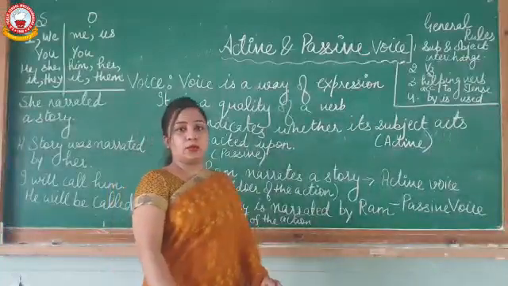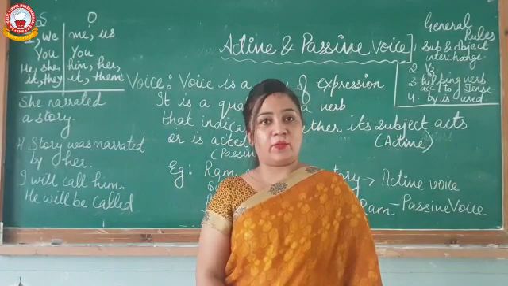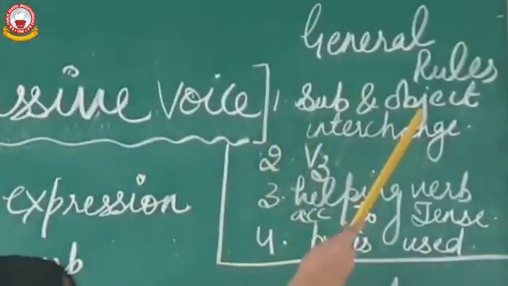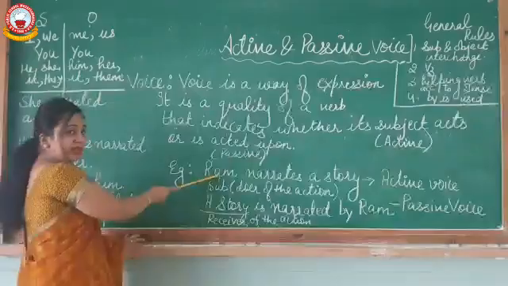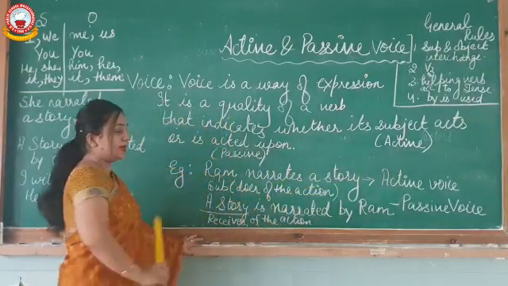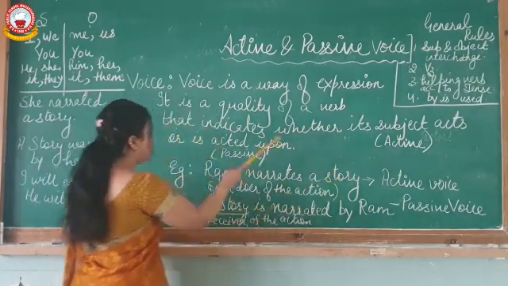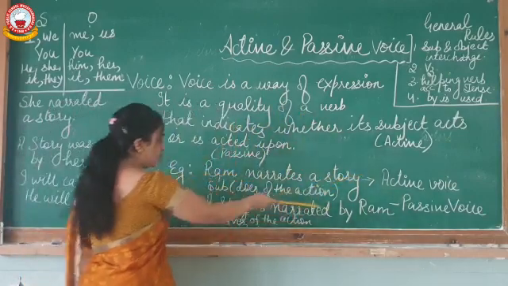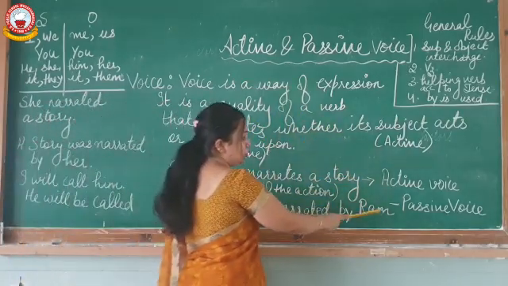There are four general rules or four basic rules to convert active voice into passive voice. Let's have a look. The very first one is subject and object interchange their position. If you can see in this sentence, Ram is your subject, a story is your object. Now when I have to convert this sentence into passive voice, a story will come on the position of subject and Ram will move on the position of object. So here you can see a story is on the position of subject whereas Ram has moved to the position of object.